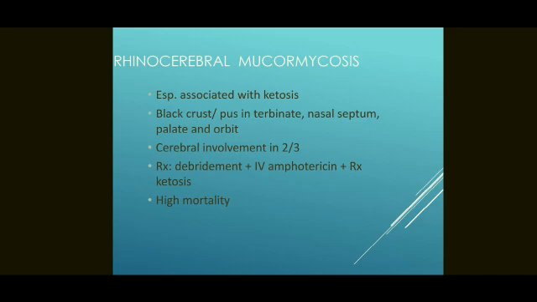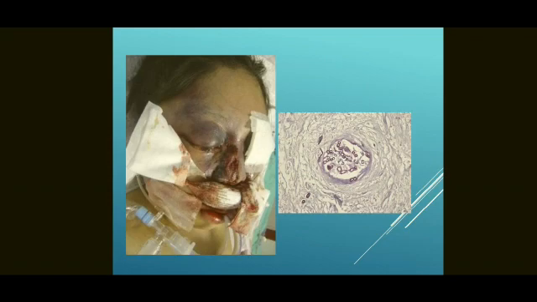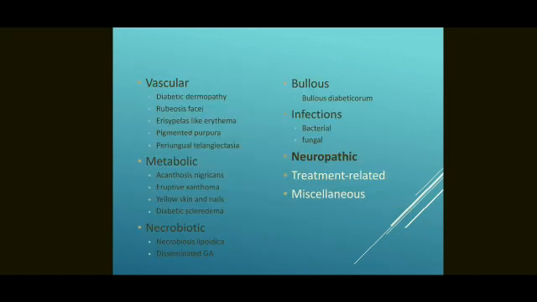Rhinocerebral mucormycosis, precipitated by diabetic ketoacidosis, forms a black crust or pus in the turbinate, nasal septum, palate and orbit. Cerebral involvement is seen in 2/3 of the patients. Treatment is through debridement, IV amphotericin and treating the diabetic ketoacidosis. It is associated with a high mortality rate. This is the picture showing mucormycosis.